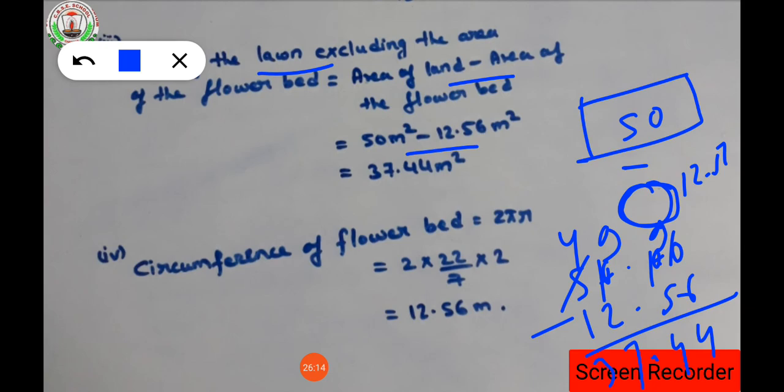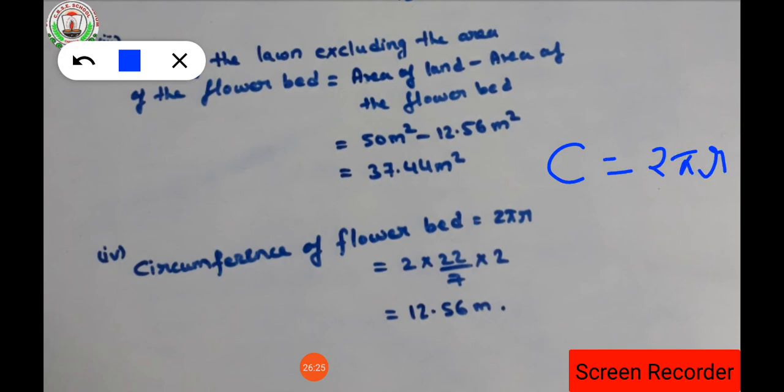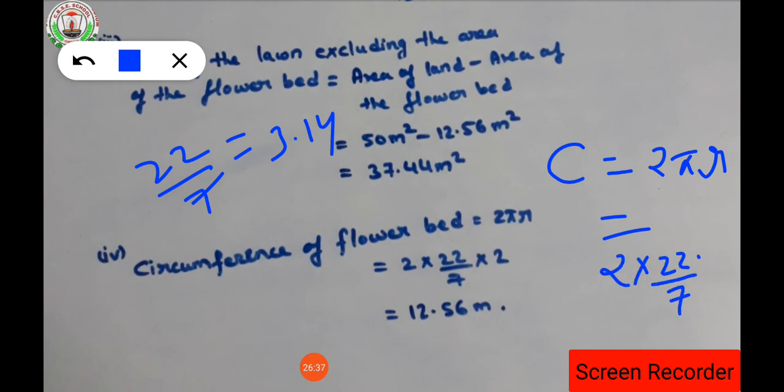Clear? Now the last part of question number 9, it is said that find the circumference of the flower bed. Isn't it? So what is the formula for circumference of a flower bed? That is 2 pi r, isn't it? As I told you, the value of pi you can take either 22/7 or you can take 3.14. So 2 into 22/7 into r value is 2, isn't it? While solving we are getting the required answer as 12.56 meter. Clear up to here everyone?